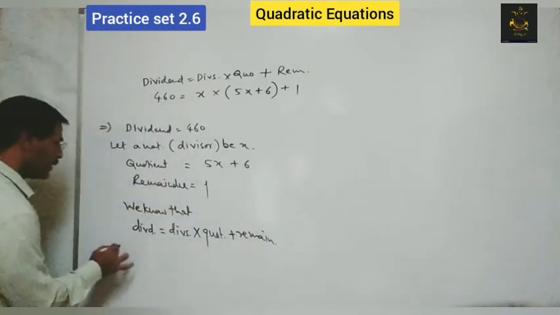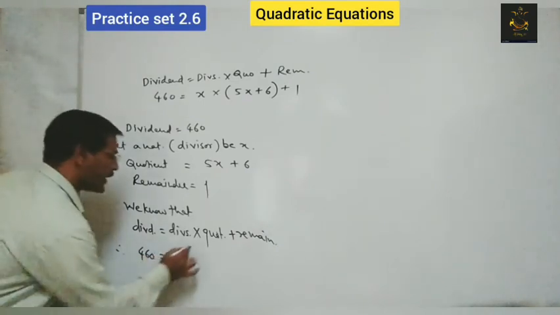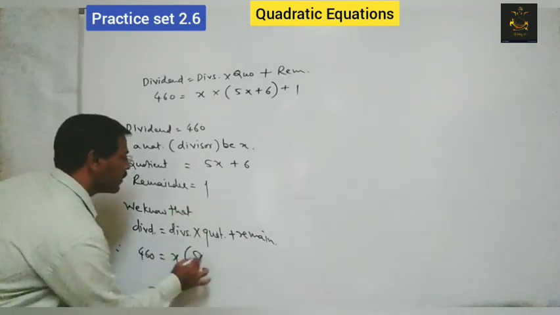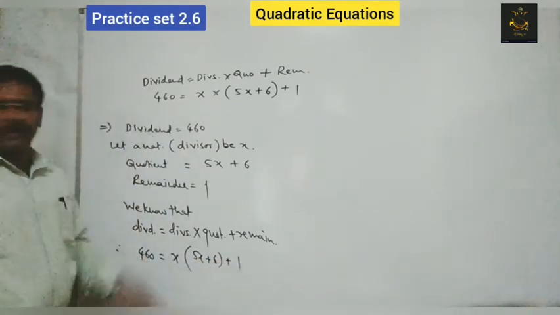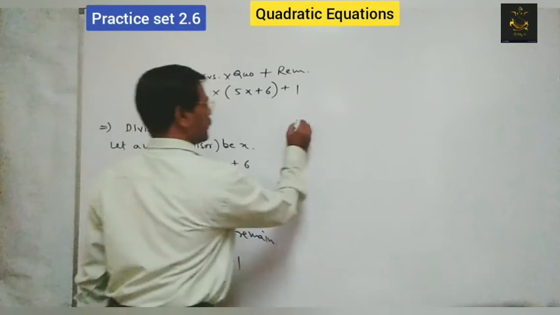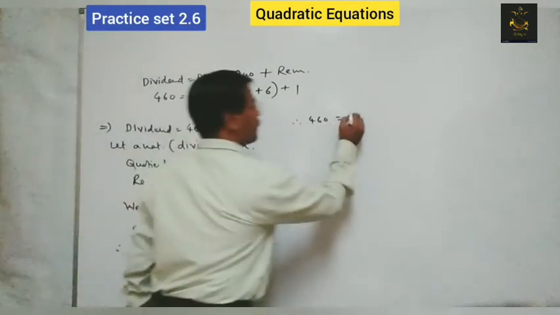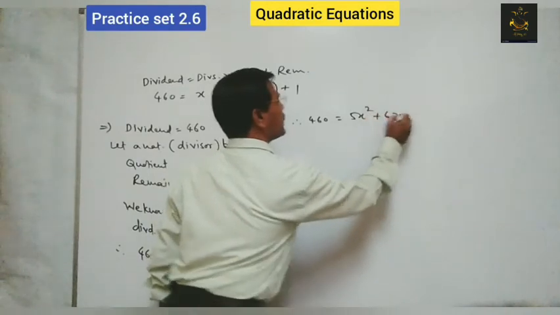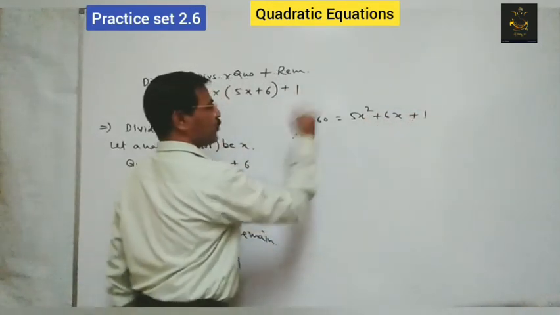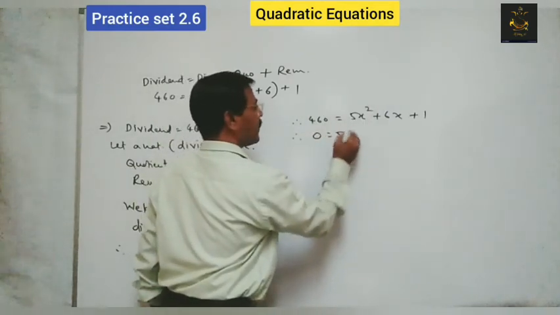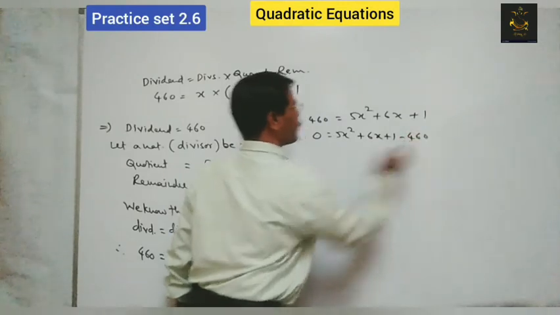Dividend 460, divisor we suppose x, quotient that is nothing but 5x plus 6, and remainder is 1. Just simplify. What we do here, it is 460 equals x multiplied by 5x plus 6, that is 5x square plus 6x, plus 1. Now take that 460 to that side. 5x square plus 6x plus 1 minus 460.